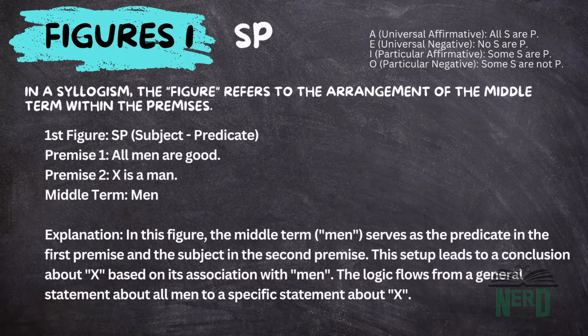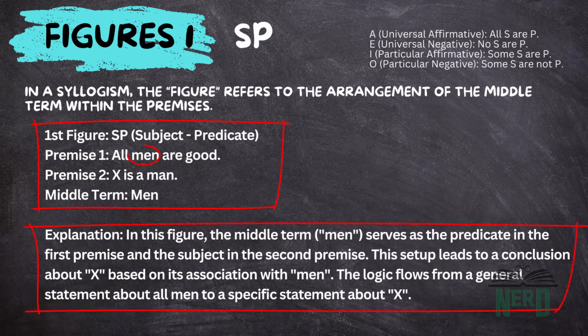First figure, SP, subject and predicate. Premise 1 says, all men are good. Premise 2 says, X is a man. Middle term is men. Let's have a look at the explanation. In this figure, the middle term, men, serves as the predicate in the first premise and the subject in the second premise. This setup leads to a conclusion about X based on its association with men. The logic flows from a general statement about all men to a specific statement about X.